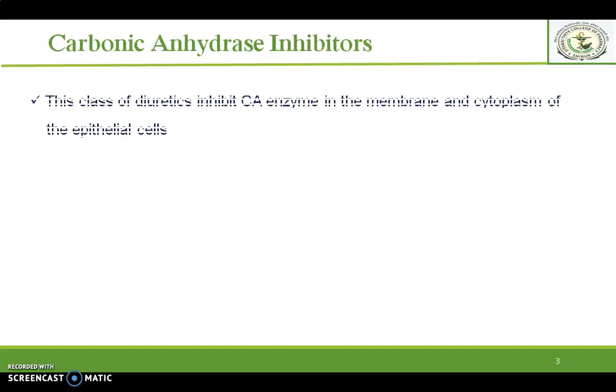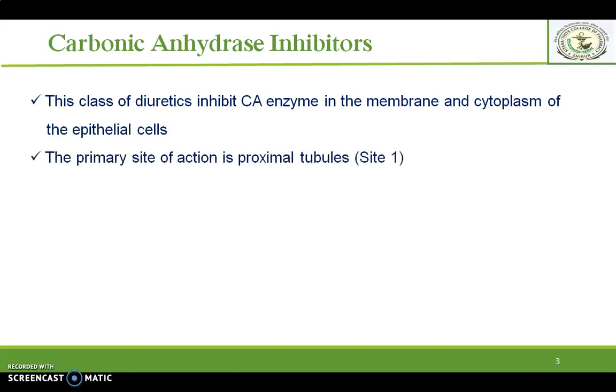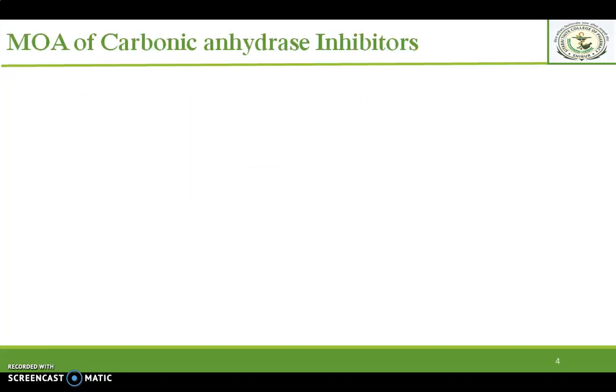Carbonic anhydrase inhibitors are a class of diuretics which inhibit the carbonic anhydrase enzyme in the membrane and cytoplasm of the epithelial cells. The primary site of action is the proximal tubules. These agents interfere with the reabsorption of bicarbonate ions. Let's move on to the mechanism of action of carbonic anhydrase inhibitors.